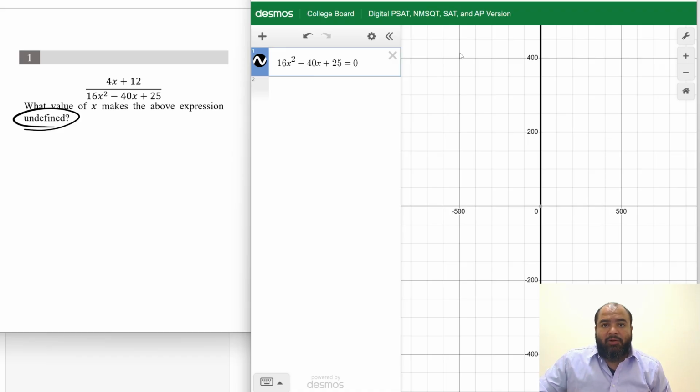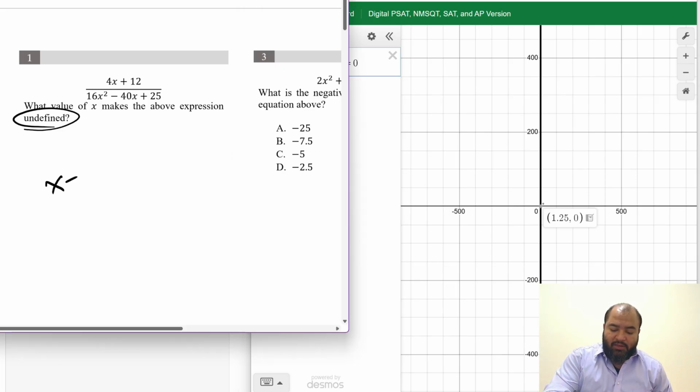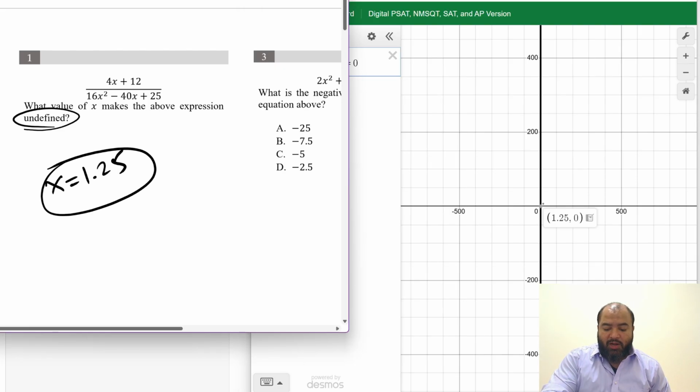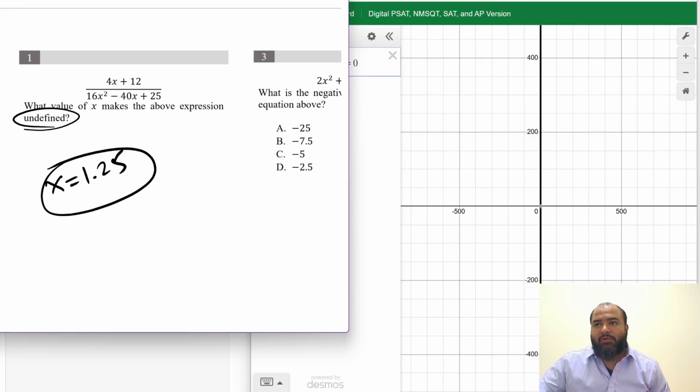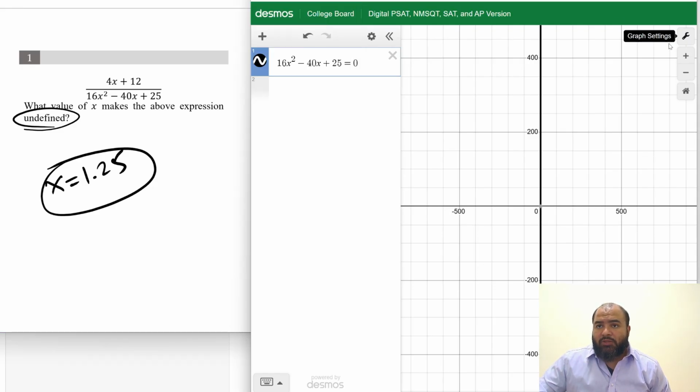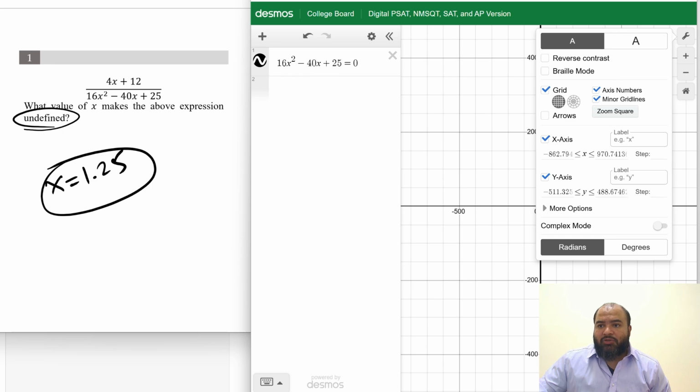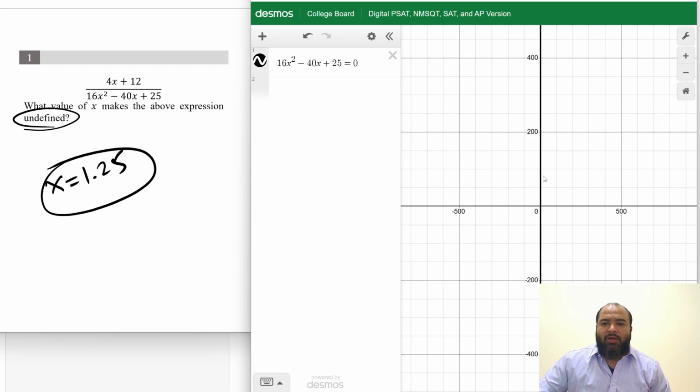So I did type it in already, as you can see. The point here is 1.25. So if x equals 1.25, the expression will be undefined. But first of all, be careful about the settings of Desmos. You can just type in Google Desmos graphing calculator and you can get this. So you see my settings. I like to keep my y-axis between about negative 500 to 500, and x-axis as well, almost negative 1000 to 1000. You can also zoom in and zoom out, but I like to keep it that way. Most of it falls under these and is easy to view.